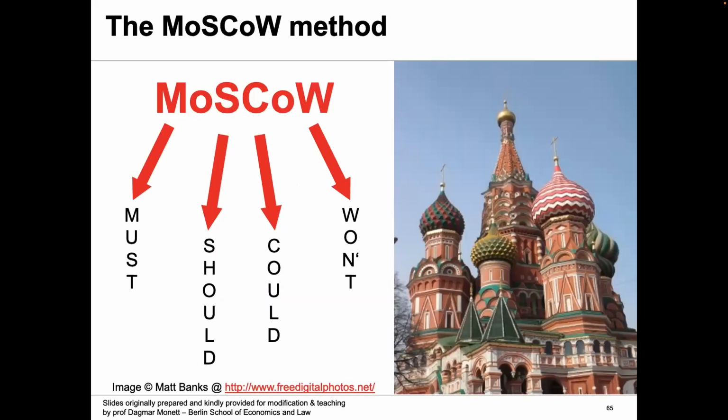Okay, so this is another method which helps you identify the requirements that you should work on, when you are prioritizing your requirements during the analysis phase. It's the acronym MoSCoW. M is for must, S is for should, C for could have, and W for won't have.